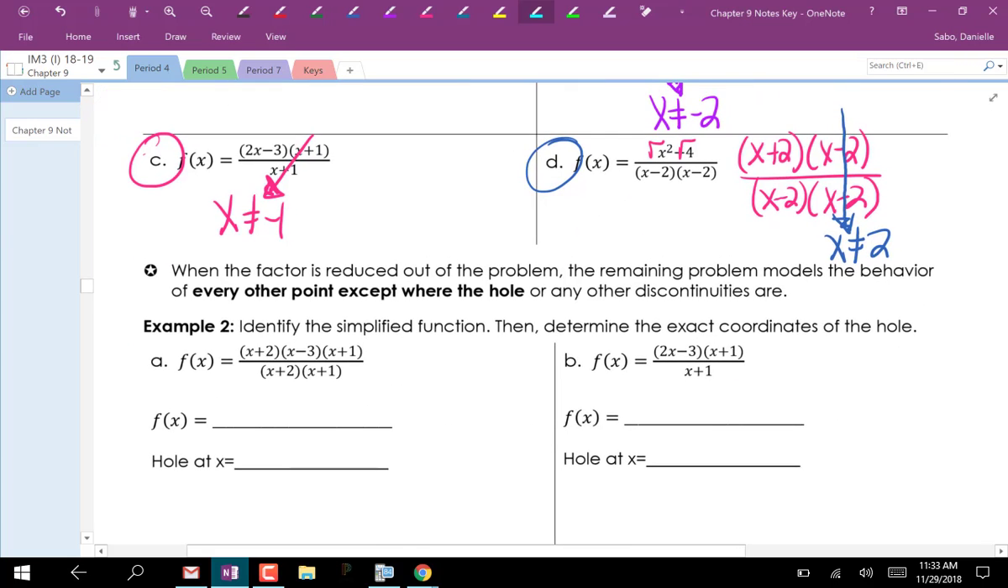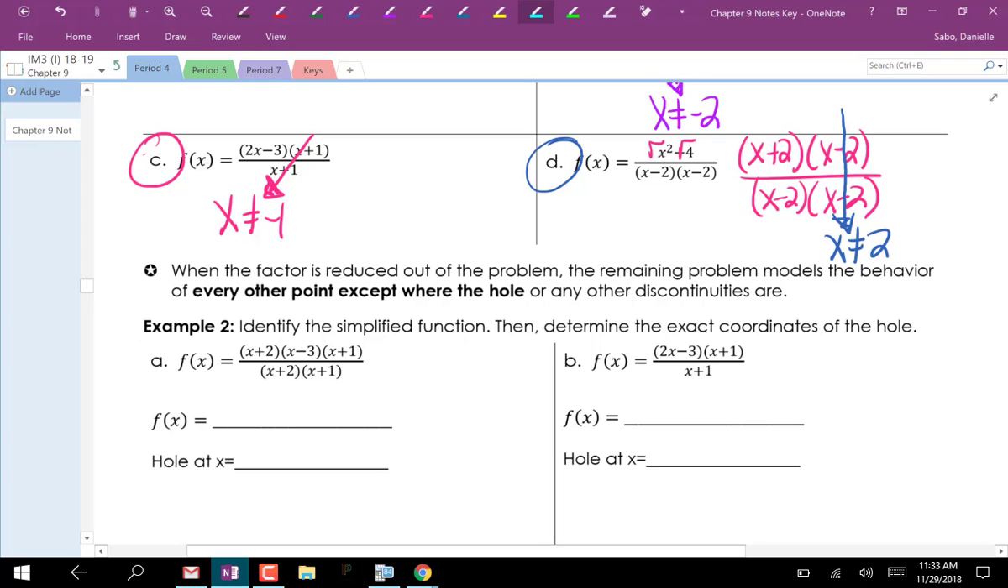Okay, now let's just talk about it more in depth. We already did this. If you look above, A is B that we just did, and then B is C that we just did. So we really don't have to do much work, but I'm going to show you how to find the y values. Okay, so it says, identify the simplified function, then determine the exact coordinates of the hole.